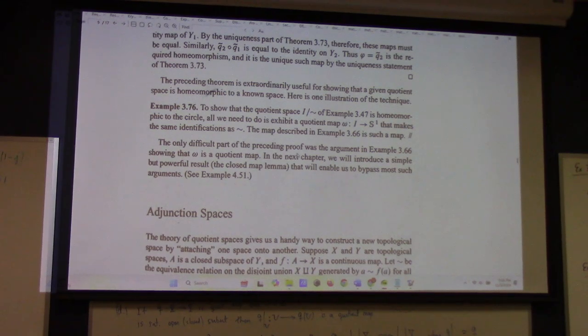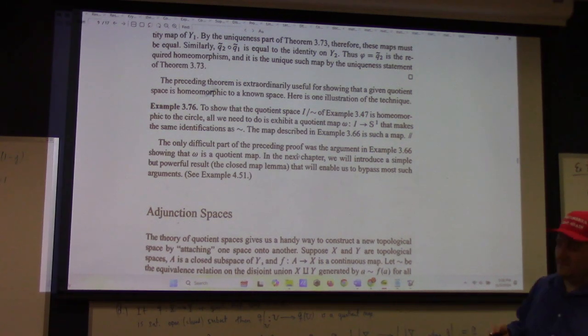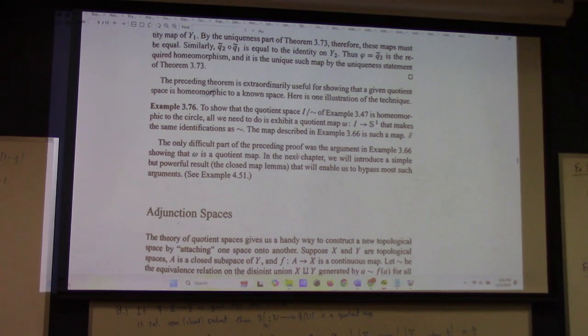check this out. So to show that the quotient space I mod tilde of example 3.47 is homeomorphic to the circle. So let's, oh man. It's probably 1 equals 0. Yeah, that is probably the 1 equals 0. Yeah, we're taking I and we're squishing it, right? So you're right, that's exactly that one. It was the 1 equals 0 equivalence. Everything else remains unidentified, you know, everything else is just identified to itself. 3.47, right? was 1 equals 0.